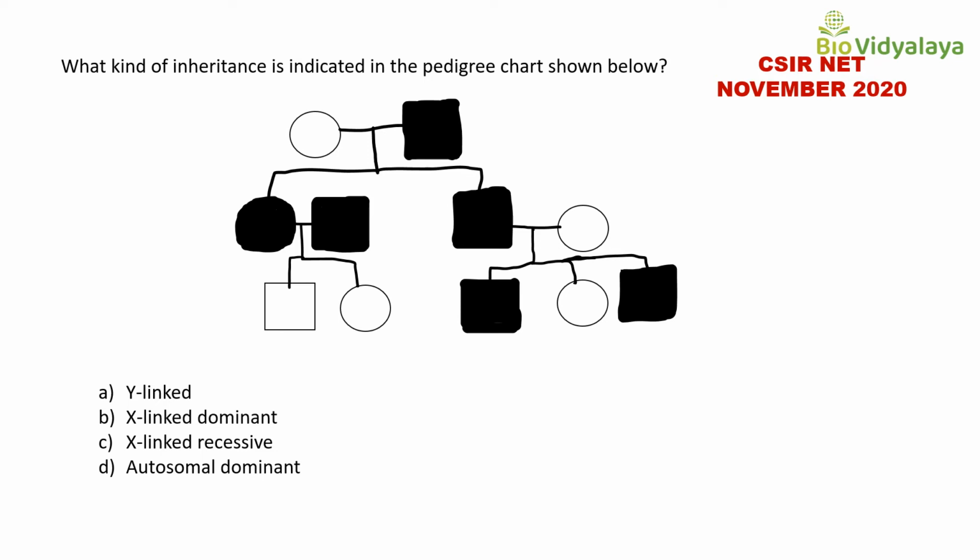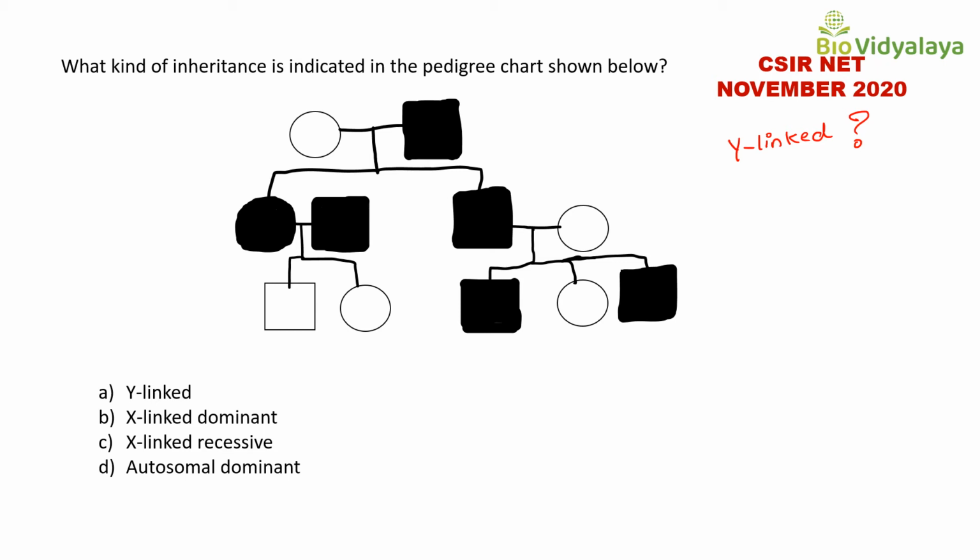So here first we have to check whether this pedigree is Y-linked or not. We know that a Y-linked trait is transferred from father to his son. That will not transfer from father to his daughter, because a male offspring gets the Y chromosome from his father, isn't it? That's why it will not transfer from father to daughter. In a daughter, two X chromosomes are present, isn't it?